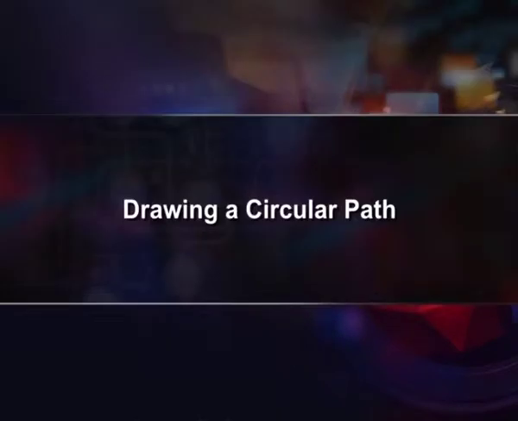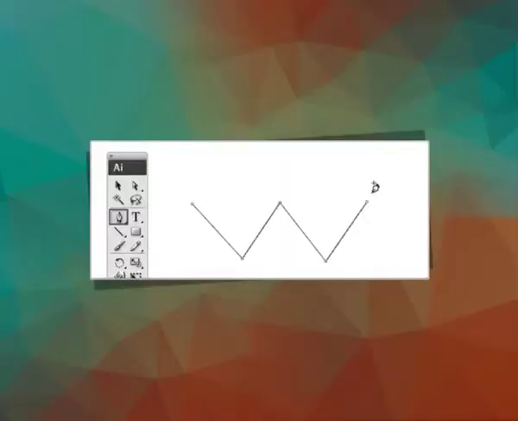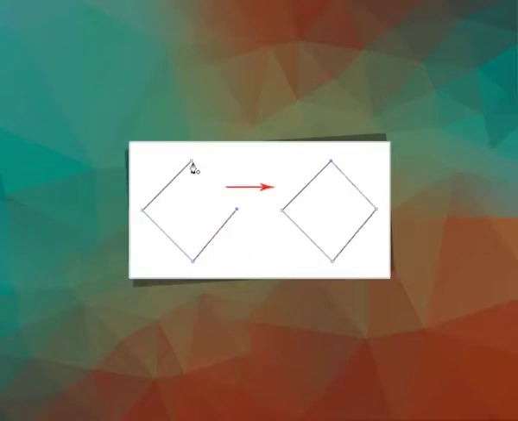Click and drag to pull out the handles to create a smooth anchor point. Drawing a circular path. Click and drag to create a smooth anchor point. Continue adding points and click back on the starting point to close the path.